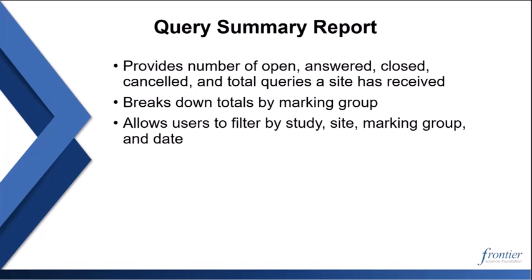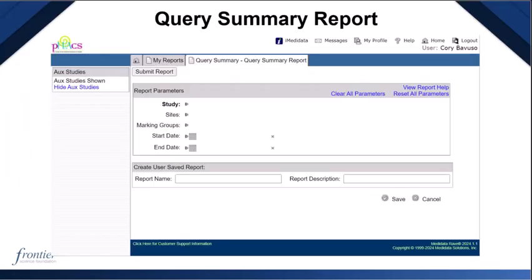The query summary report provides a number of opened, answered, closed, canceled, and total queries a site has received. You're able to break down the totals by marking group. As you can see in the Report Parameters pane, you're able to filter the report by study, site, marking group, and start and end dates.